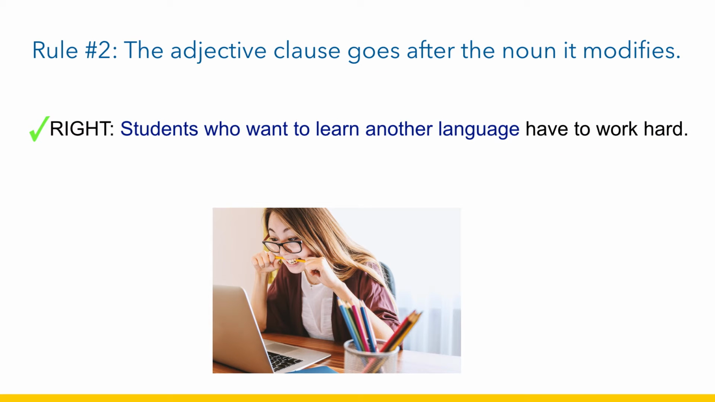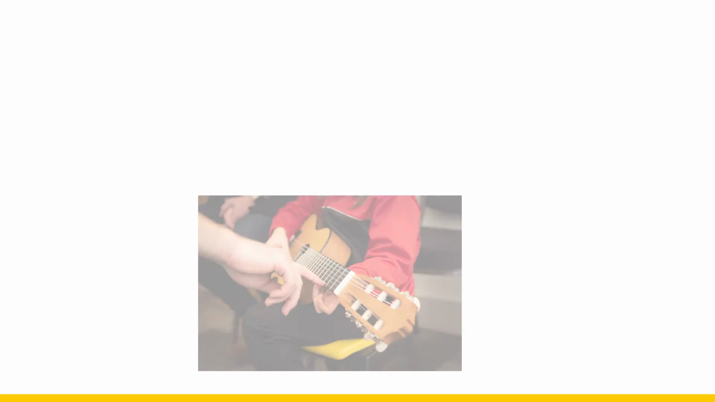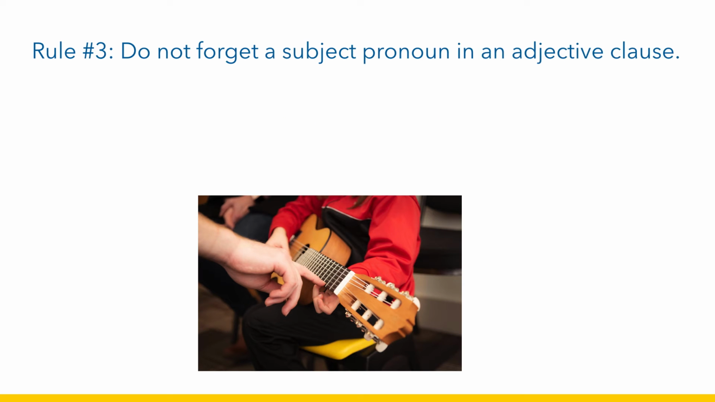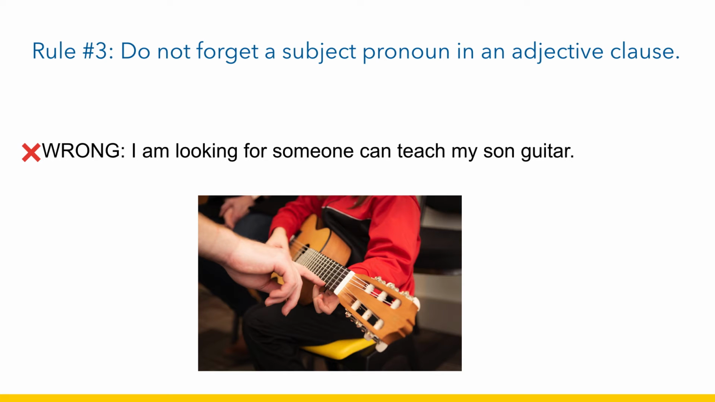Here's the correct sentence. Students who want to learn another language have to work hard. Remember, the adjective clause comes after the noun it's modifying. Rule number 3. Do not forget a subject pronoun in an adjective clause. Do you see a missing pronoun in the adjective clause here? Where would you put who or that?